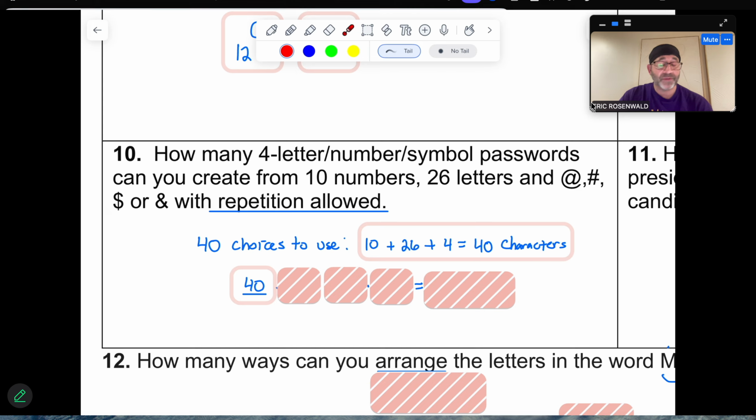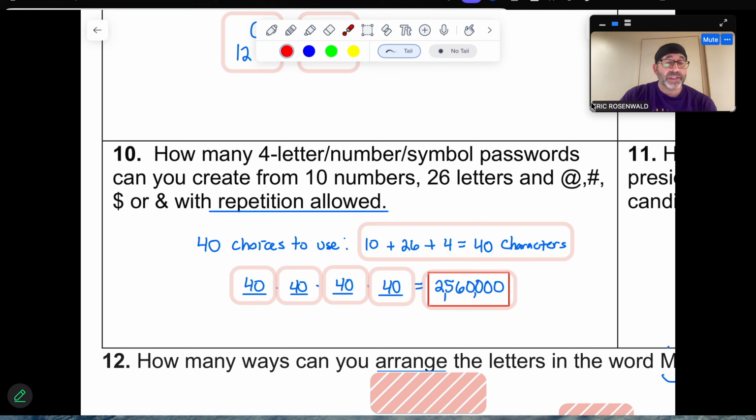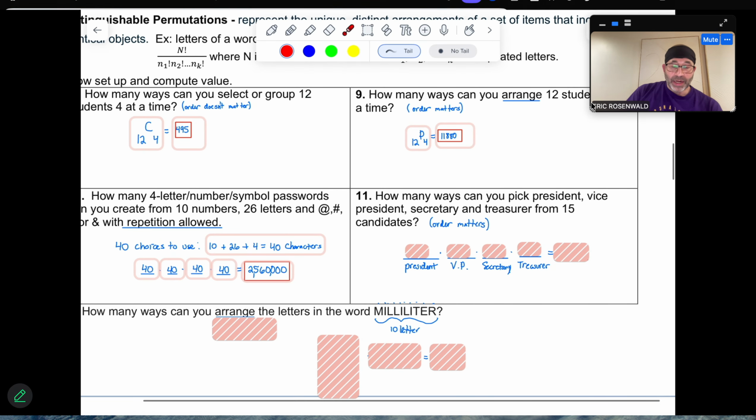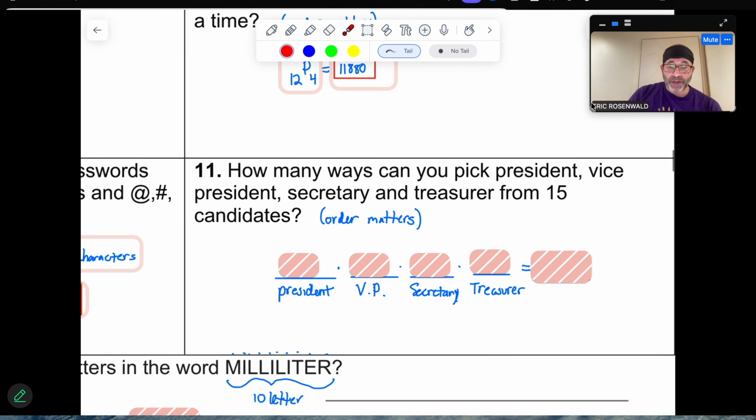So that means I'm going to have 40 that I can use for the first spot, 40 for the second spot, 40 for the third spot, and 40 for the fourth spot. So that means I have 2.56 million different possible passwords that I can make. That's only 4 digits long if I have all 40 of these options to choose from. That's a lot. Okay. All right, how many ways can you pick a president, vice president, secretary, and treasurer from 15 candidates?